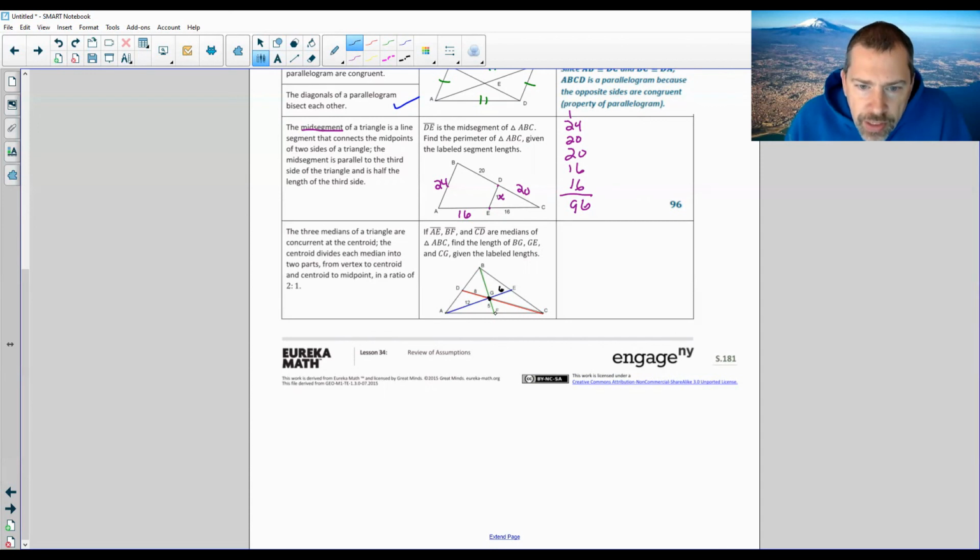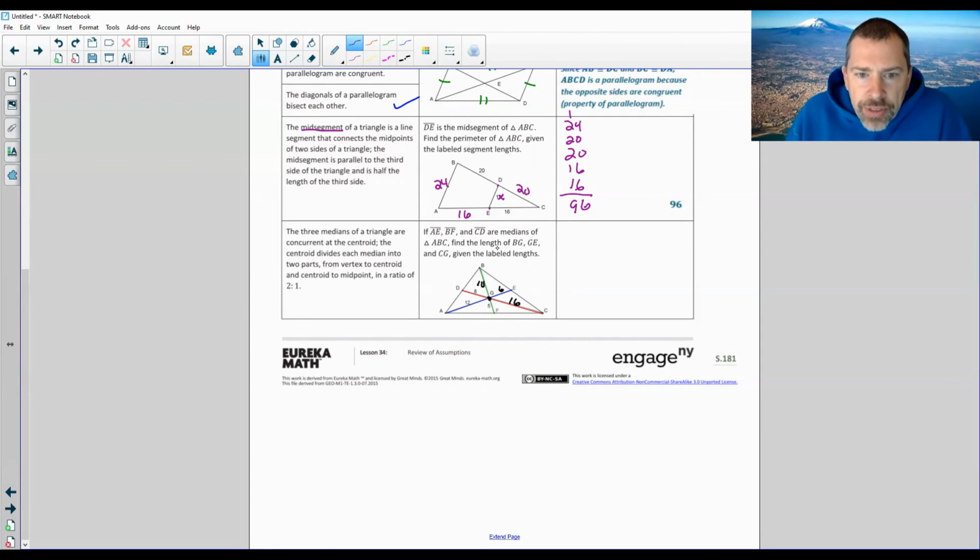If FG is 5, now don't confuse these. This is from the midpoint to the centroid, so it's half the distance from the centroid to the angle. So if this is 5, this distance is 10. And if this side to the centroid's 8, centroid to the angle's twice that, 16.